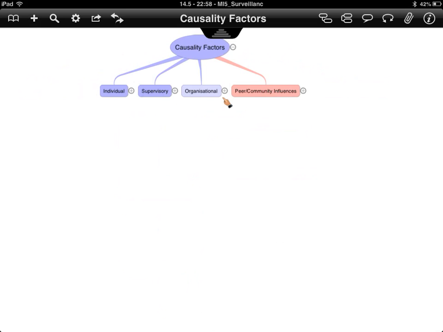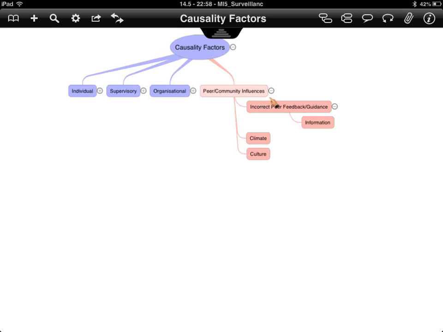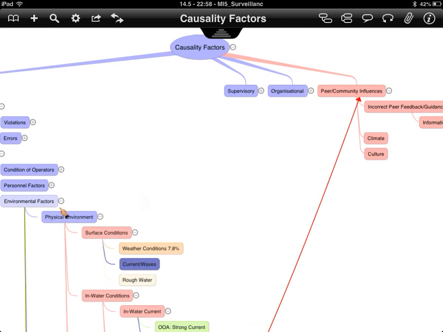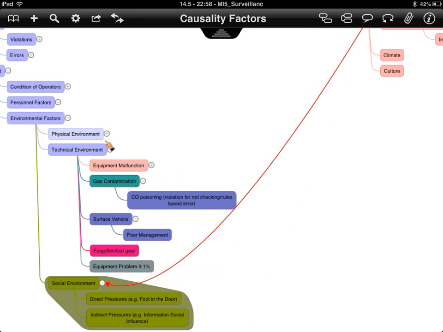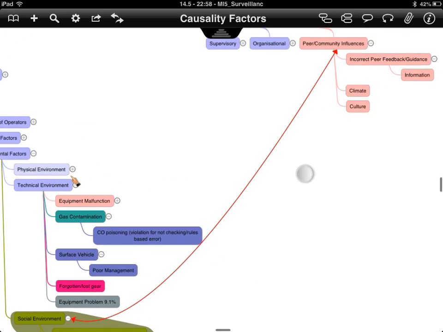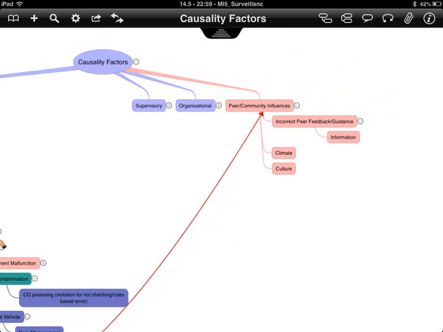And then finally, the peer community influences, I think, are linked to the environmental factors that we were talking about earlier of social environment. Incorrect peer feedback or guidance, incorrect information, and what's the climate, the safety climate or the culture within that peer community.